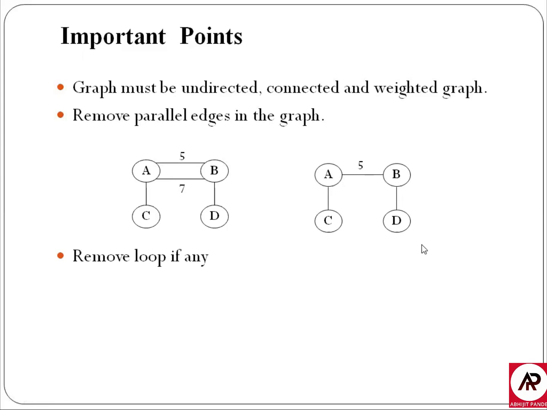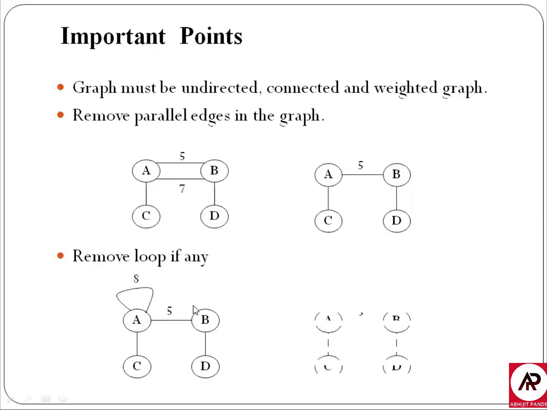The third important point is if our graph consists of a loop, then we have to remove that loop. A loop means the starting point and the ending point of the edge are the same, that is, it starts and ends on the same vertex. Consider the example. Here the edge having cost 8 starts from vertex A and also ends at vertex A. So it is called a loop. If this scenario occurs in our graph, then we have to remove the loop.